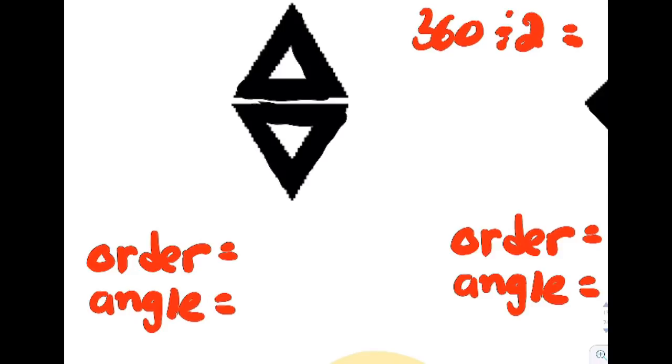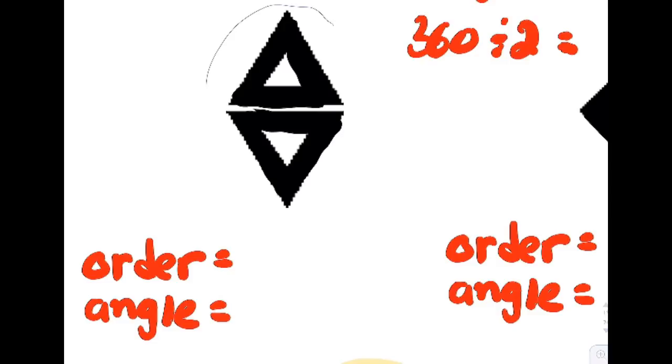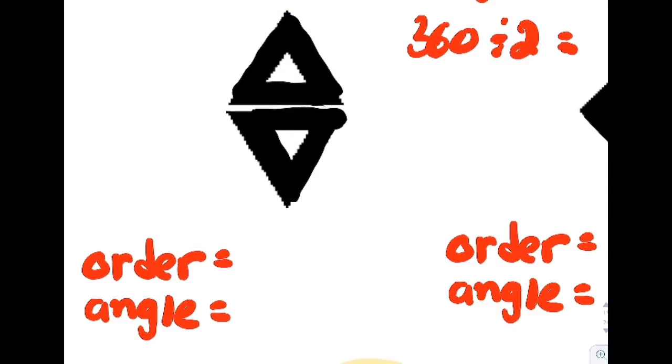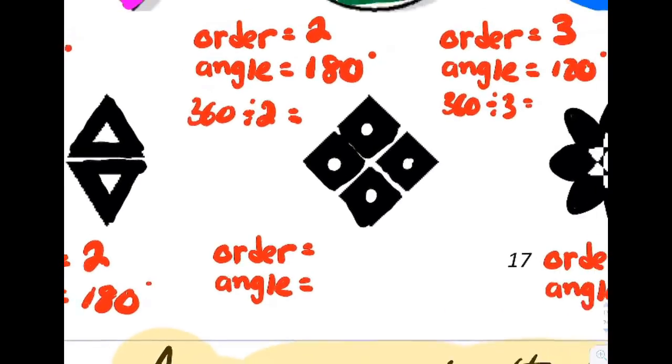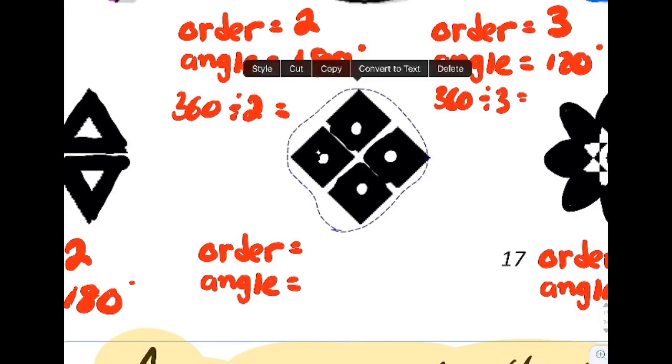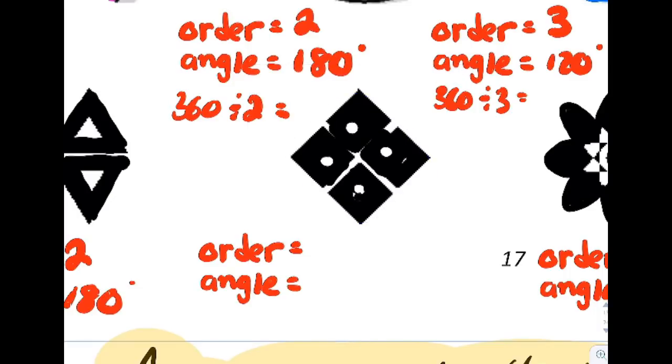This double up and down triangle looks like an elevator button. There's this position, and there's this position, and that's it. So the order is 2. 360 divided by 2 is an angle of 180. This domino-looking logo, it's very symmetrical, and it's very similar to the first one. There's 1, 2, 3, 4 places where it looks exactly the same. 360 divided by 4 is an angle of 90.